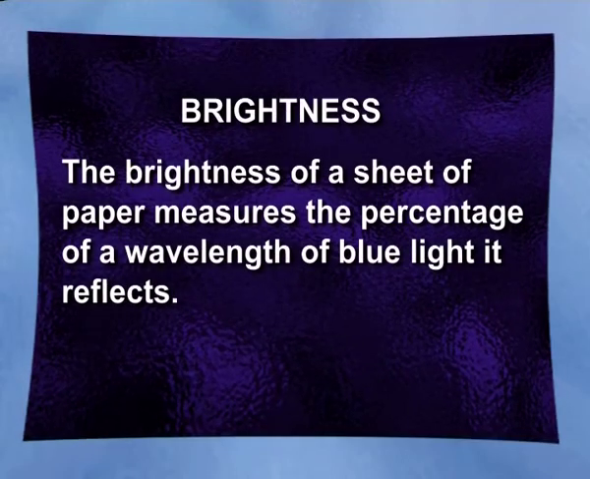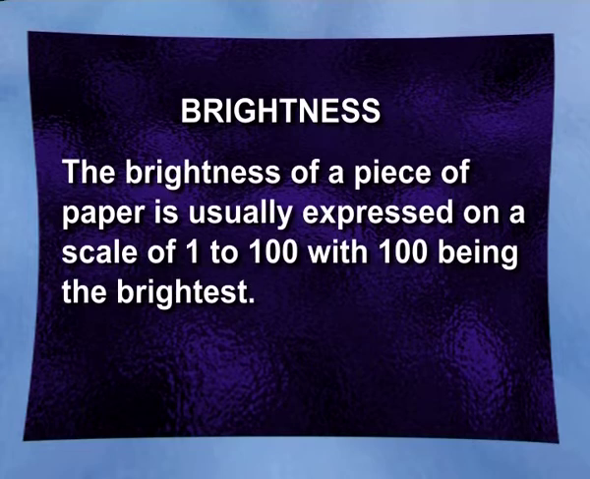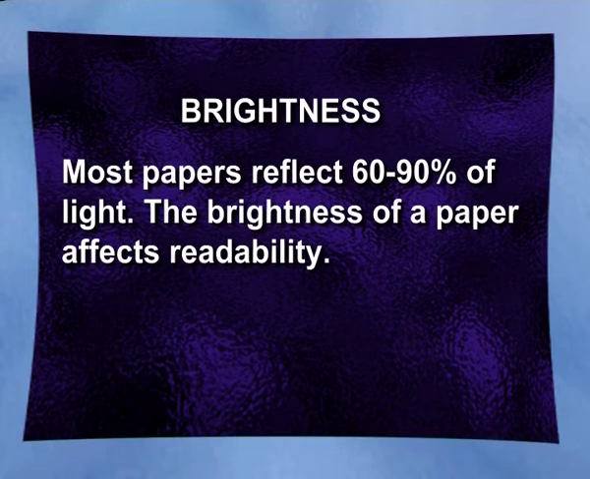Brightness. The brightness of a sheet of paper measures the percentage of a wavelength of blue light it reflects. The brightness of a piece of paper is usually expressed on a scale of 1 to 100, with 100 being the brightest. Most papers reflect 60 to 90% of light. The brightness of a paper affects readability.